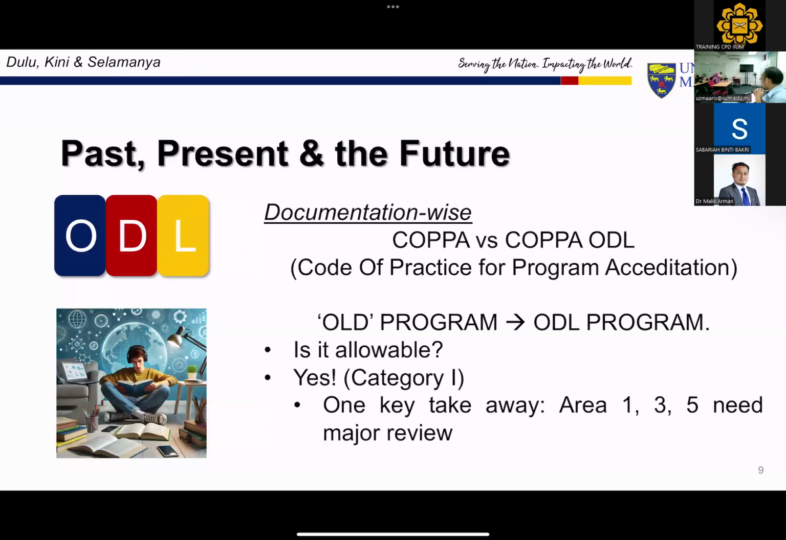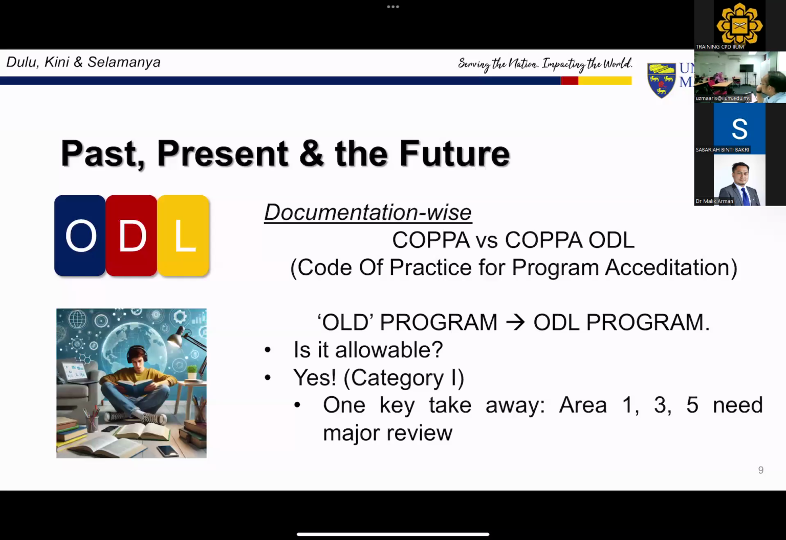All right. When we talk about documentation, the Quran or the Bible of the ODL program and the conventional program, both of these documents were developed by MQA. You can simply Google COPA and put in MQA, and you should be able to go to the MQA website and download the document. Or for ODL, you can type in COPA ODL, put in MQA, and you can also get the document. The document is very long.